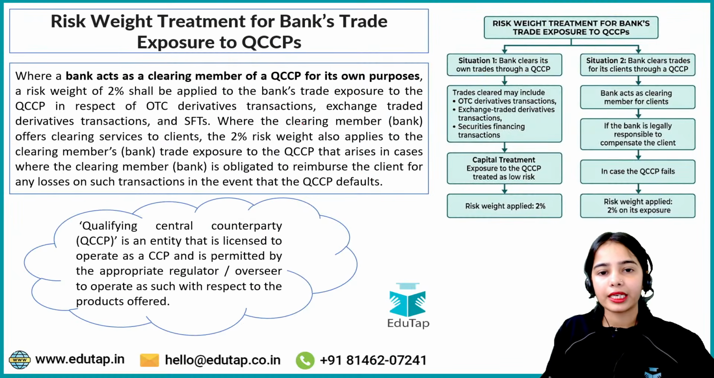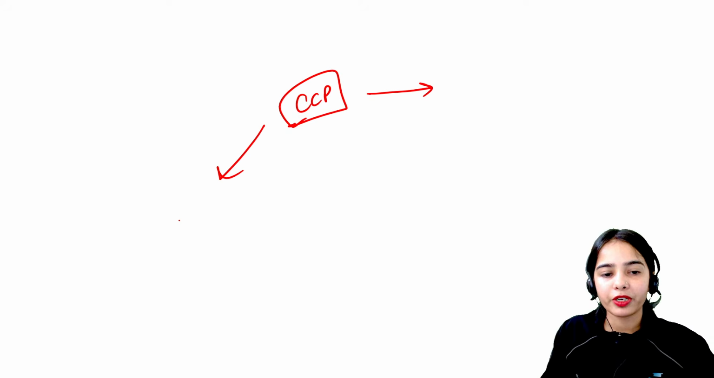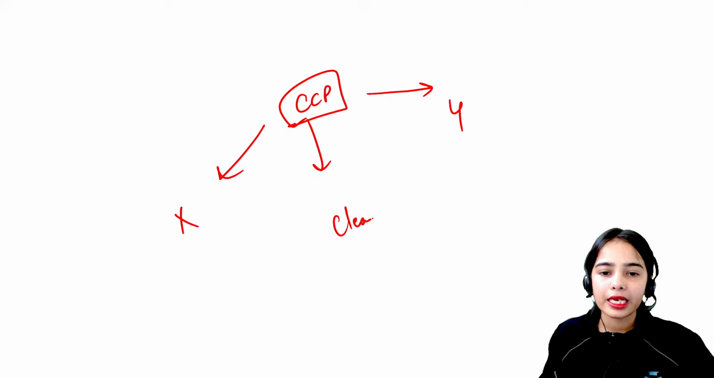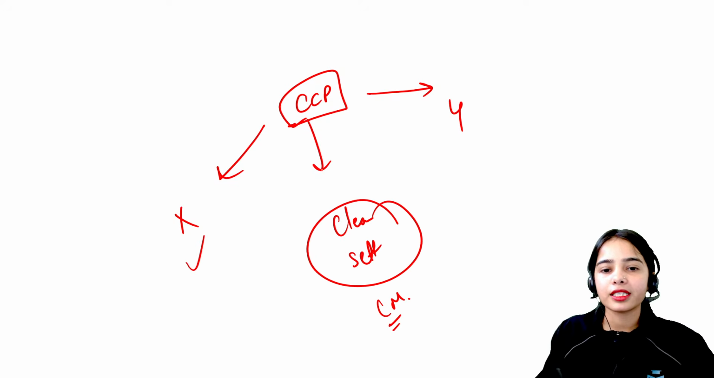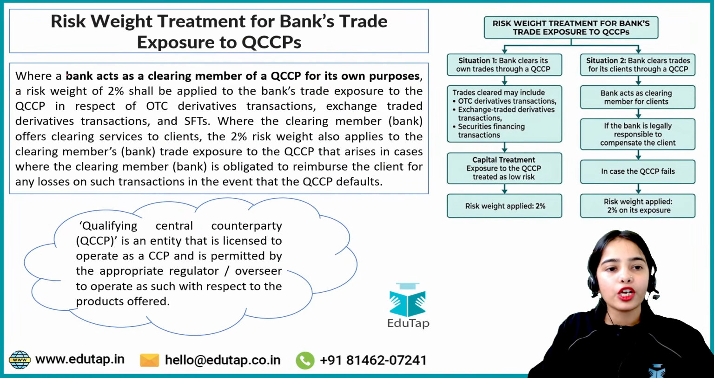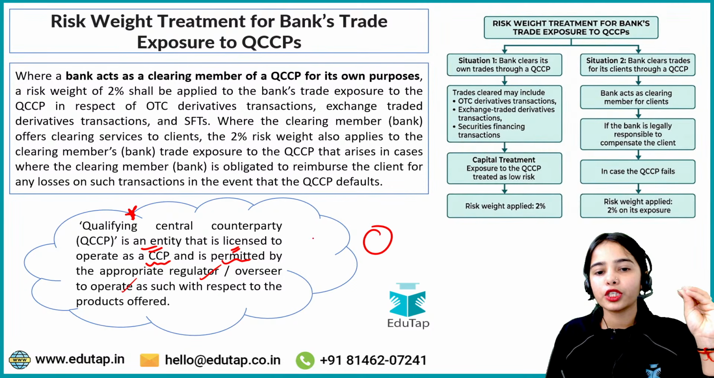So this is the idea: the central counterparty is in between the two counterparties, between X and Y. It has the responsibility to complete the transaction, and then the clearance and the settlement finally happens through the clearing member. Now the central counterparty has the responsibility to clear the trade, or to finalize the trade. A qualifying central counterparty is an entity that is licensed to operate as a central counterparty, permitted by the appropriate regulator or overseer to operate between the two clients.